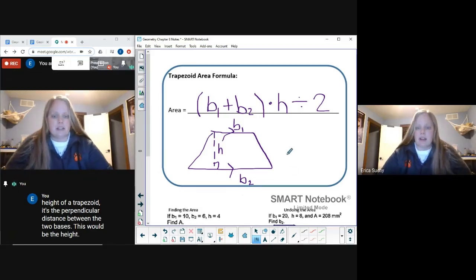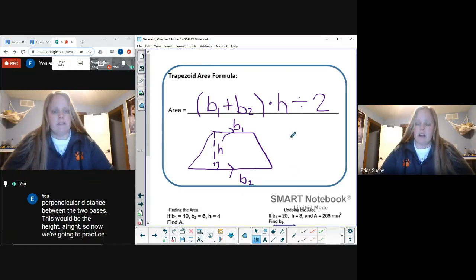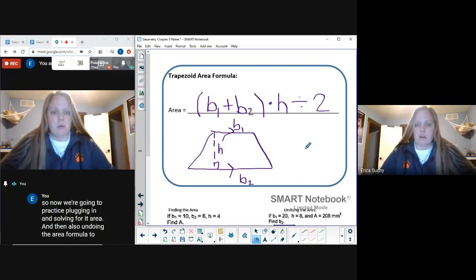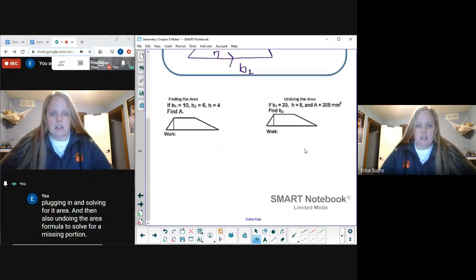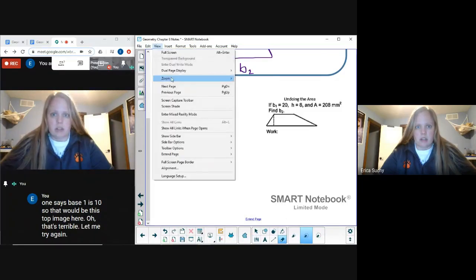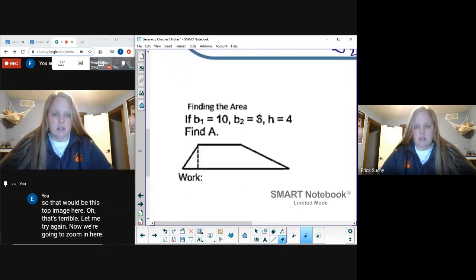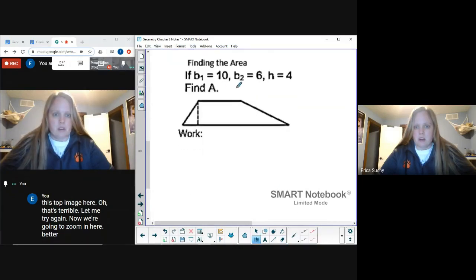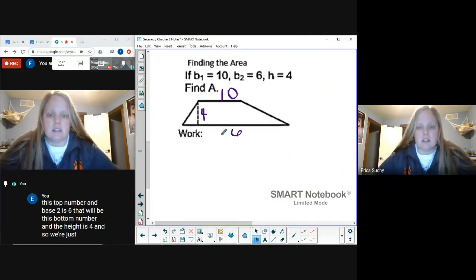All right, so now we're going to practice plugging in and solving for an area, and then also undoing the area formula to solve for a missing portion. So down here I have two examples. This first one says base 1 is 10, so that would be this top image here. Oh, that's terrible. Let me try again. Now we're going to zoom in here. Better. All right, so base 1 is 10, so that's going to be this top number. And base 2 is 6, that will be this bottom number, and the height is 4. And so we're just going to plug this into that formula.